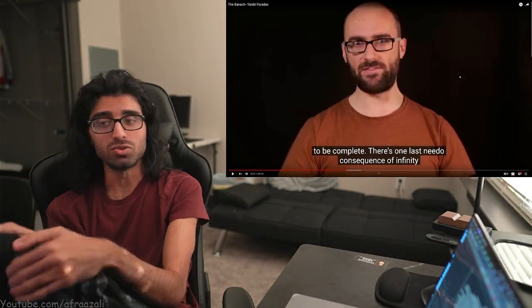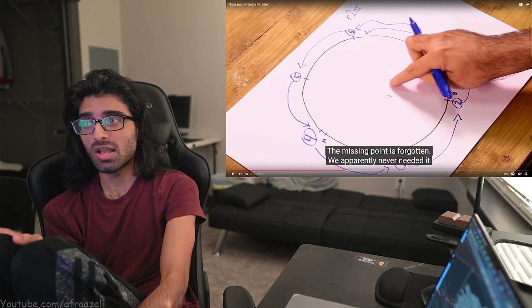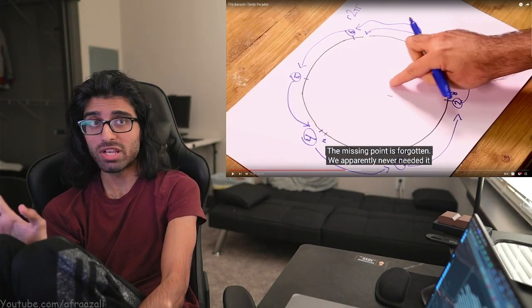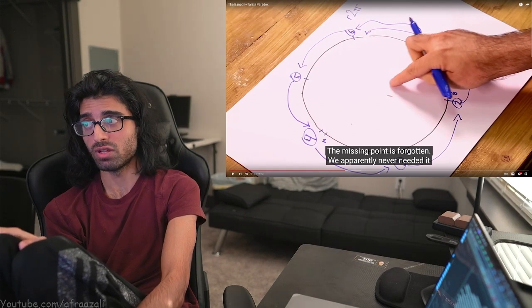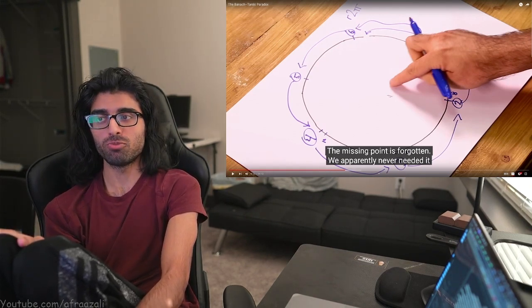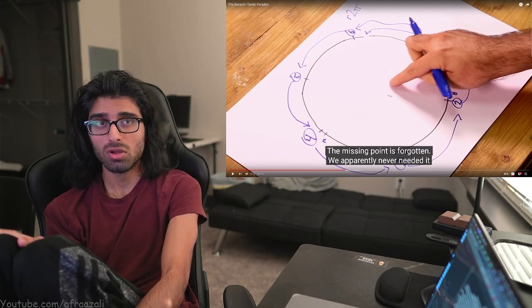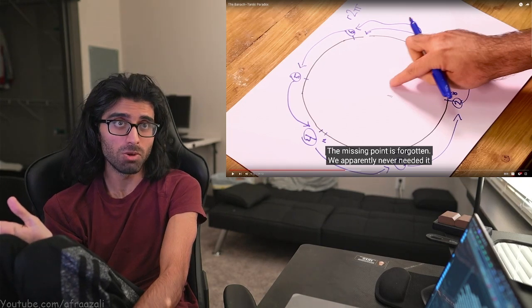Okay, so this is my issue. We never needed that to be complete. So we can take this out. We could do this indefinitely. We can do this infinitely and create an infinite amount of points. My question is this. Is this an infinitesimally small point? Or does this have any sort of mass at all? Does an infinitesimally small point have mass?